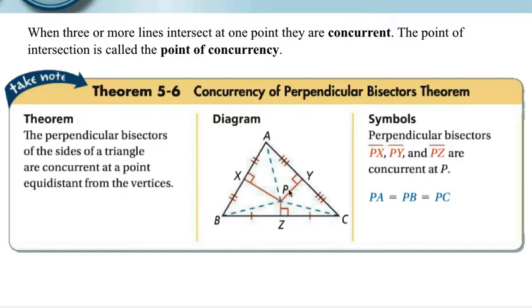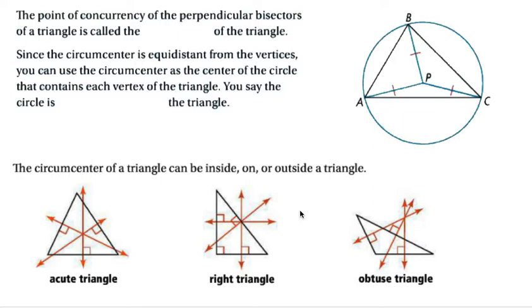So in red in this picture, you'll see the three perpendicular bisectors of each of the sides, and P is the point of concurrency. Basically the theorem says P is equidistant from A, B, and C. So the bluish green dashed lines here are equidistant from point P. The point of concurrency of the perpendicular bisectors of a triangle has a special name, and it is called the circumcenter of the triangle. That circumcenter is equidistant from each of those vertices. That's what our theorem said.